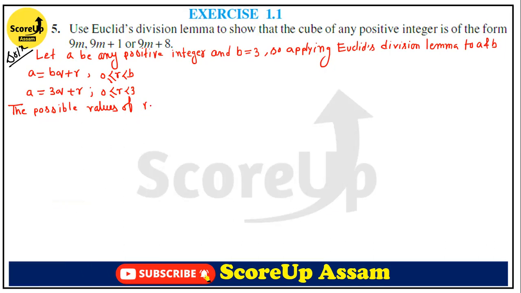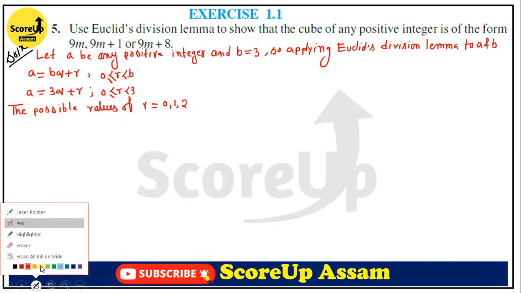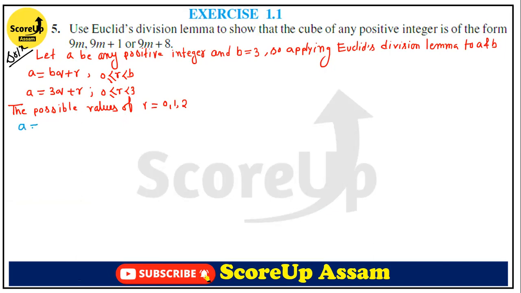What are the possible values? 0, 1, 2. This can be 3, right? Because we have chosen the value of b as 3, and r is less than b, so r can be equal to 3. Now that means a is equal to what? That means now we shall put those values. That means a is equal to 3q plus 0, a is equal to 3q plus 1, or a is equal to 3q plus 2.